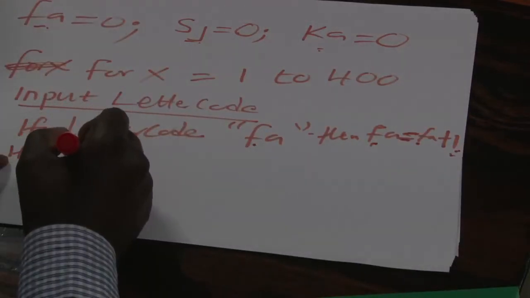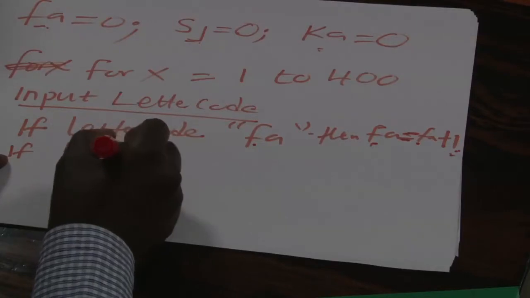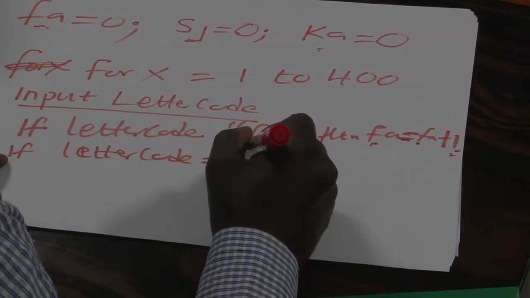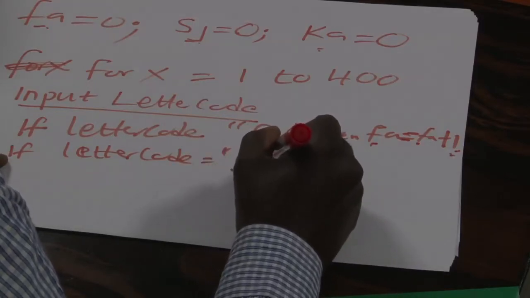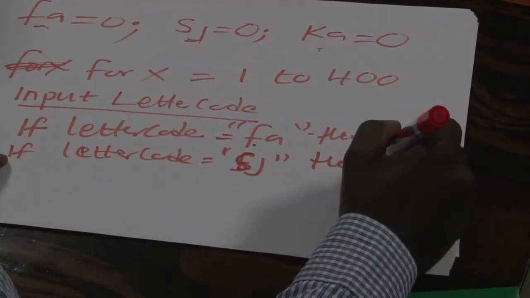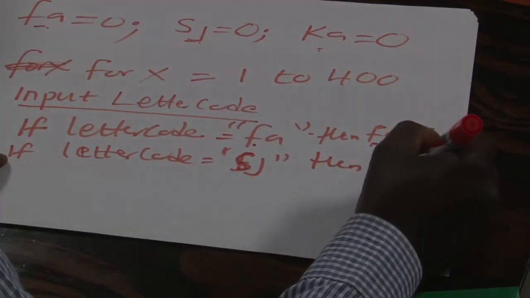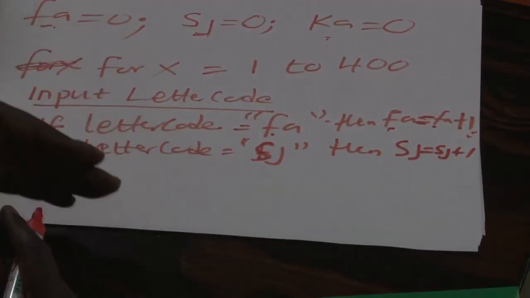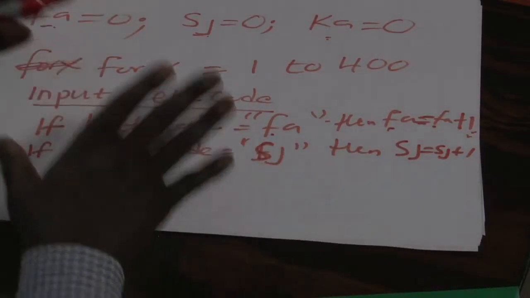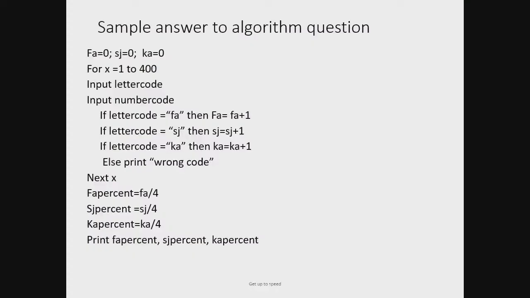Then you repeat that. If letter code is equal to SJ, then SJ is equal to SJ plus 1. You do the same thing for all the airline codes. Let's go back to our table where it is well written, because this table is not too clear now. You say if letter code is KA, then KA is equal to KA plus 1.